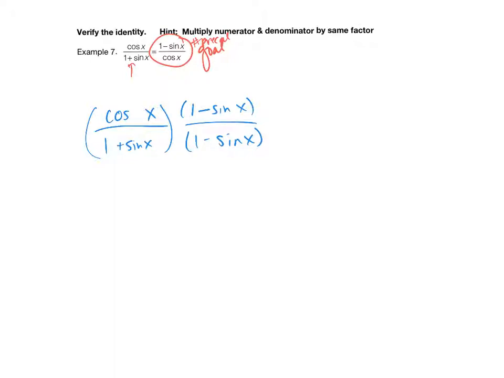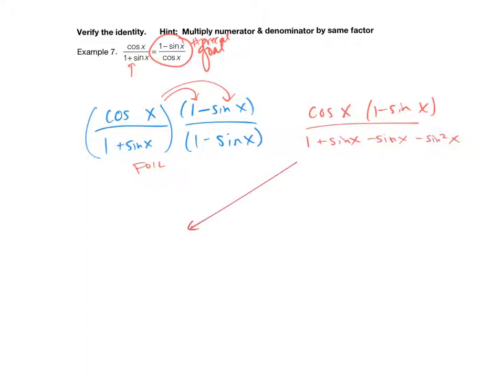So our top of our fractions, we have to distribute, so I get cosine x times 1 minus sine x, which we will actually leave there for now, because I'm going to see here in a second that when I FOIL the bottom, I get 1 plus sine of x minus sine of x minus sine squared of x. So we're going to leave the top alone. Bear with me. I'm going to come down here, and the top is the same.